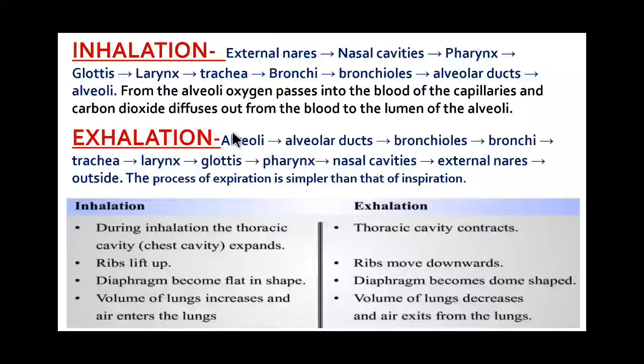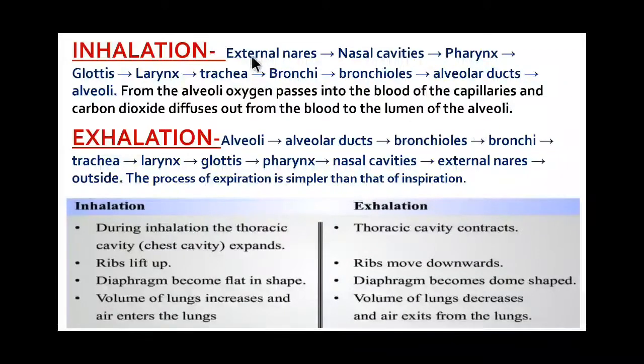After that what will happen? Exhalation will take place. That means in this process the alveolar air moves out of the lung, that is the foul air which contains carbon dioxide. Okay, and it follows the sequence: alveoli, alveolar duct, bronchioles, bronchi, trachea, larynx, glottis, pharynx, nasal cavity, external nares and outside. Okay, so these two most often come as the pathway of inspiration or expiration. So please learn this flow chart also.